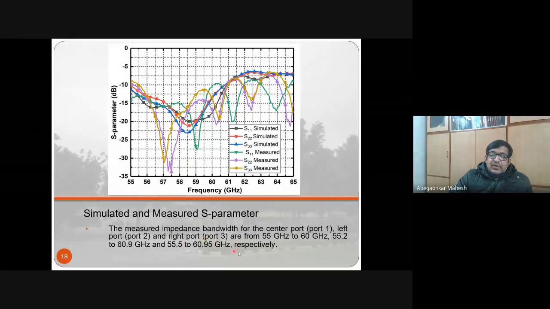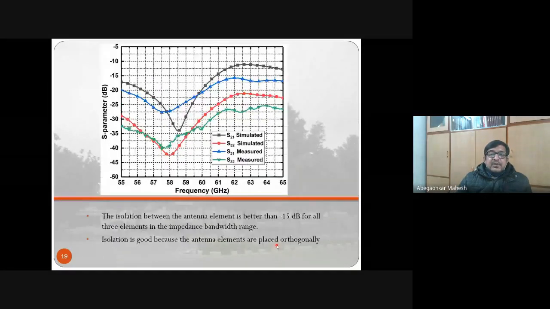This is the mutual coupling. It is also called isolation. Isolation between the antenna elements is better than minus 15 dB for all three elements in the impedance bandwidth range. You can see that in the impedance bandwidth range, that is up to 60, 61 gigahertz, the coupling is less than 15 dB. If I draw a line at 15 dB, it is less. Isolation is good because the antennas are placed orthogonally. One antenna is pointing in that direction, the other is pointing in this direction, and the third one is pointing in that direction. Therefore, the isolation is good.